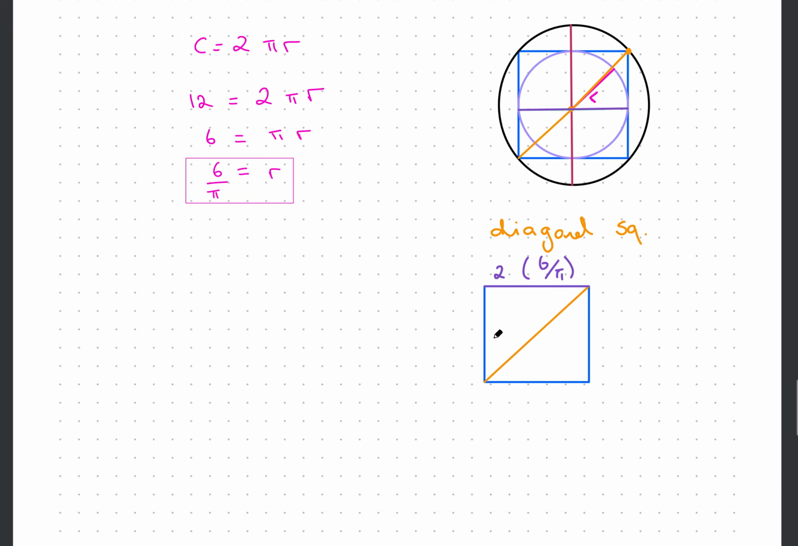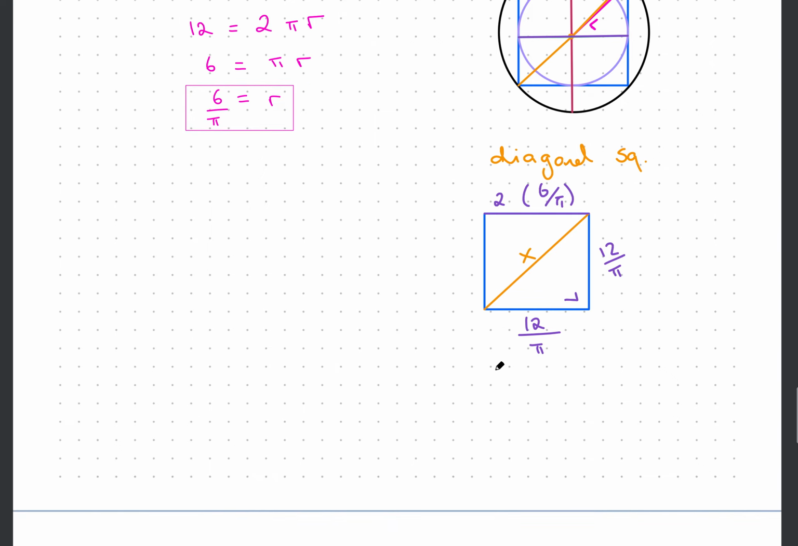Now, what is that? I'm going to write it underneath. It's 12 over pi. So I've got a square. The square's side length is 12 over pi. All of the sides therefore are 12 over pi. So then I need to find that yellow line. Again, that yellow line is going to be the diagonal, and it's part of a right angle triangle. I can figure that out then. There's 12 over pi here, and I need to find that yellow line. Let's just call it x.